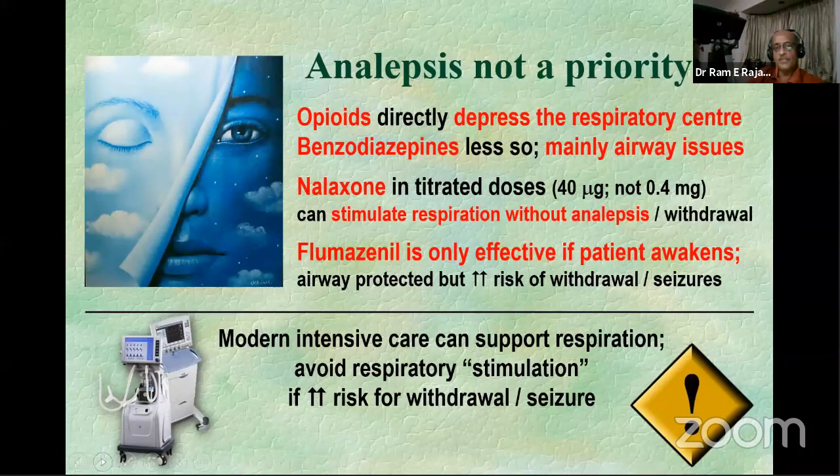If the patient's airway is poor, protect it and go ahead and support them till they are aroused from that. But if you are concerned about opioids, you can certainly use naloxone appropriately to stimulate the respiration without worrying about the fact that you can get a withdrawal reaction. This is the kind of approach that people use.